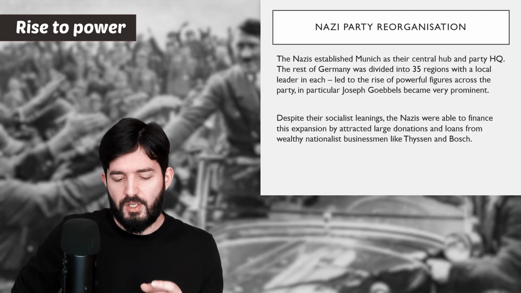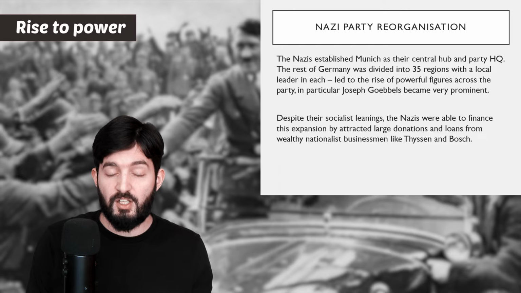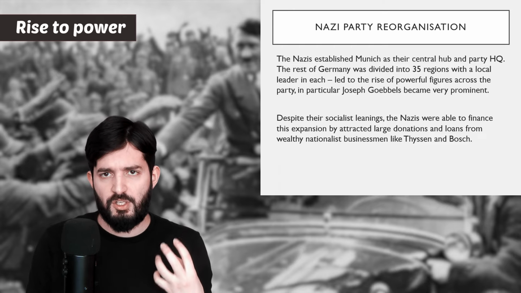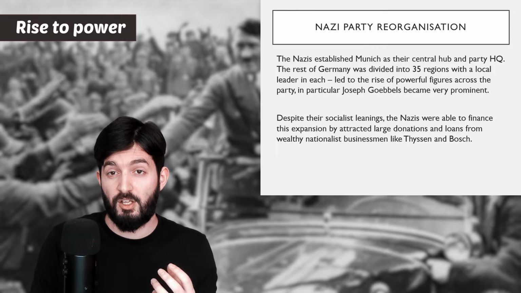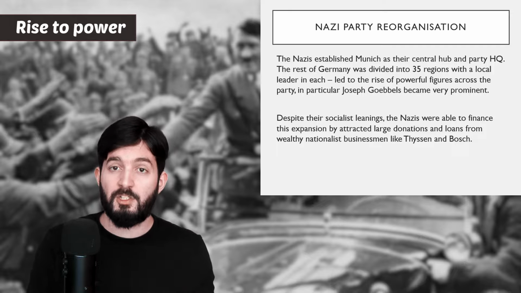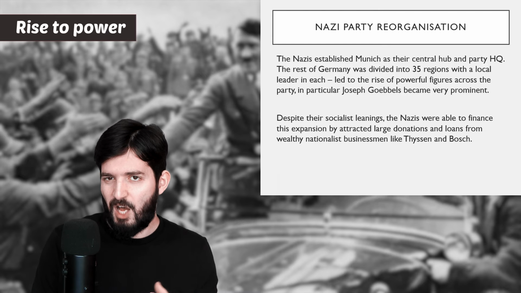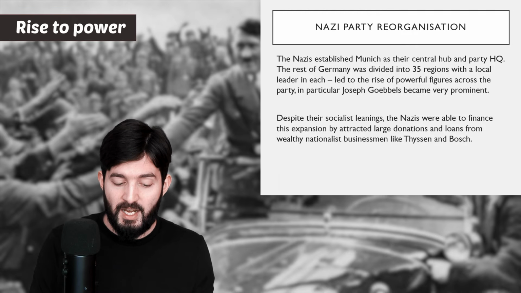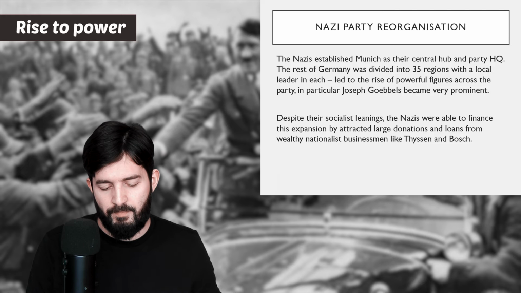But crucially, I mention this because this division into 35 regions is what leads to the rise of some very, very prominent figures across Germany. If you can become the leader of one of these regions, that's a position to use as a launch pad to become a more prominent figure yourself nationally. The best example of this is Joseph Goebbels, who again, the name will ring a bell, a very significant figure. Goebbels becomes the Gauleiter, the leader of the Nazi Party in Berlin, and from that position he's able to gain quite a lot of national prominence.